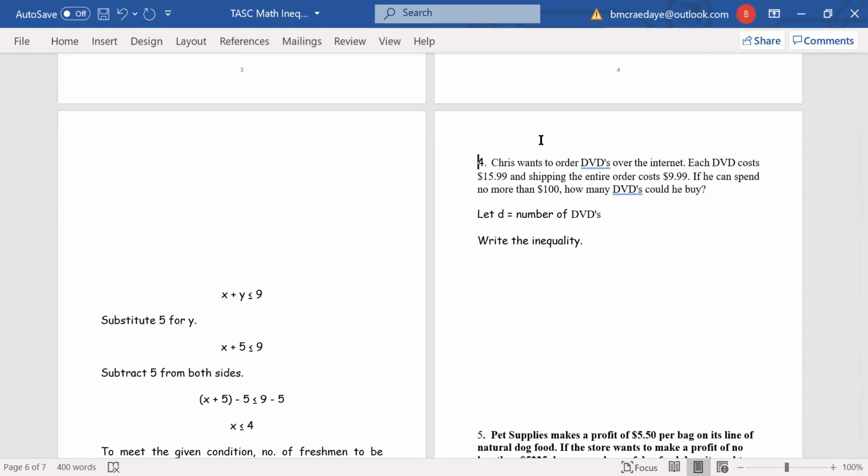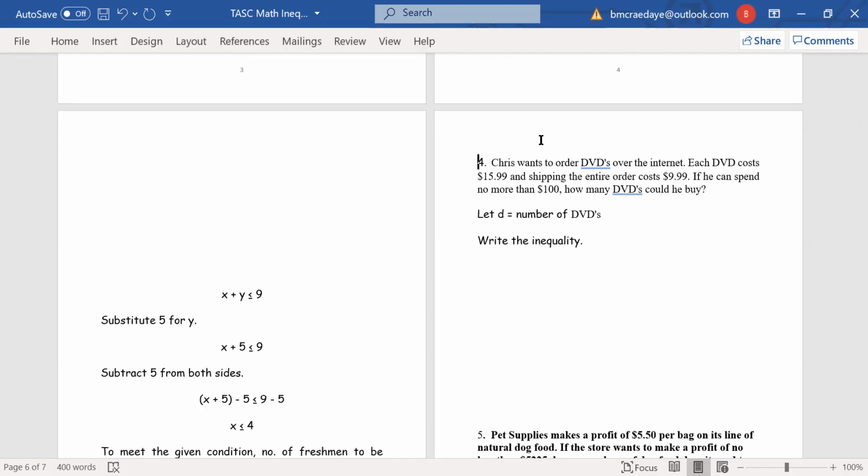Chris wants to order DVDs over the internet. Each DVD costs $15.99, and shipping the entire order costs $9.99. If he can spend up to $100, how many DVDs would he buy? I'm saying let D equal the number of DVDs. So tell me the inequality. What would it look like?